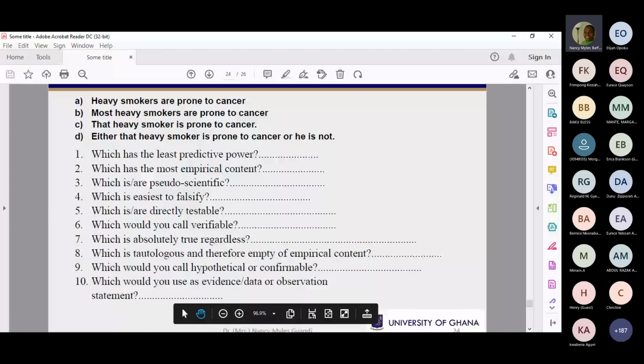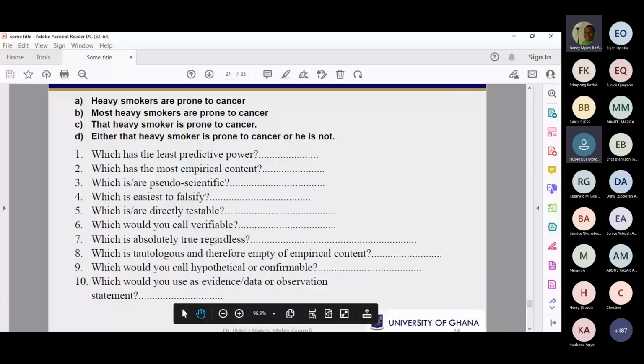I'll add a last one. Question 10 says, which will you use as evidence or data observation statement? Will you use A, B, C, or D? C. Data, evidence. C.